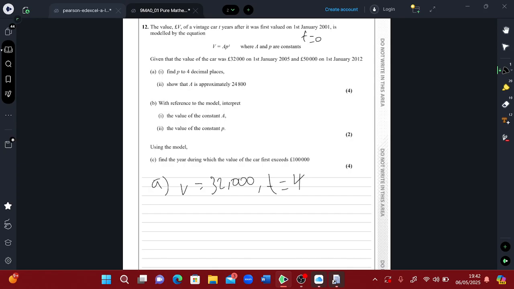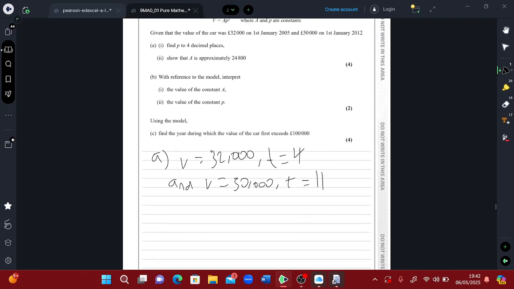So that's one condition. And we're also given the value is 50,000 on the date 1st of January 2012. So that's going to be 11 years later. So actually, now it's just simultaneous equations, essentially. So the first part of part A is to find P and A.